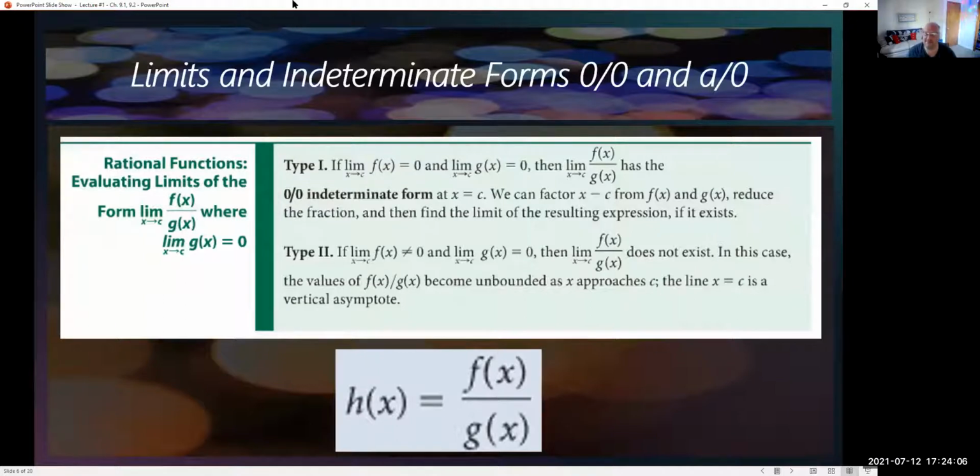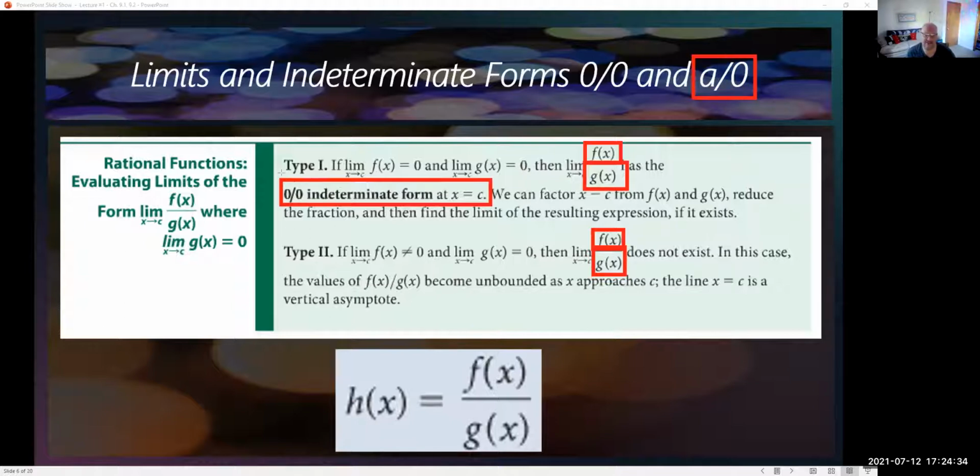In other words, what that means is when you attempt to figure out what the actual value of this limit is, and you plug x in and you get a number for f of x on top, and you get another number for whatever's on the bottom. If they're both zeros, then we call it the 0 over 0 indeterminate form. If the first one is a number, like 71, and then the bottom is 0 only, you're talking about the a over 0.